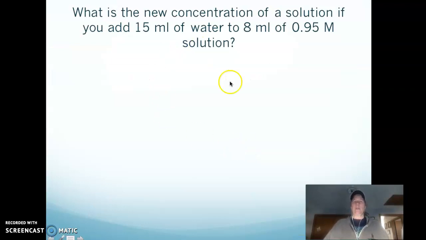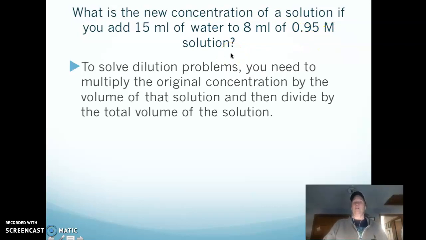So what is the new concentration of a solution if you add 15 milliliters of water to 8 milliliters of 0.9 molar solution? To solve this, I need the concentrations. I've got one here, but I don't have the other. And I have the volume, so to solve you need to multiply the original concentration by the volume of the solution. So I have 8 milliliters of 0.9 molar. And then I'm going to divide by the total volume. The total volume is going to be this plus this, because I'm diluting it. I'm adding 15 milliliters to the solution.